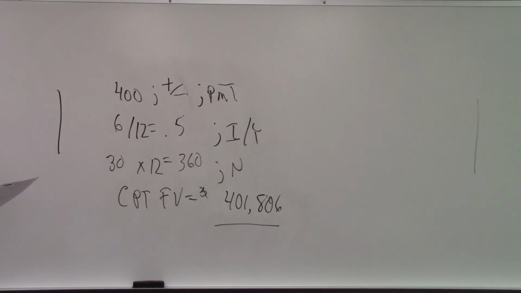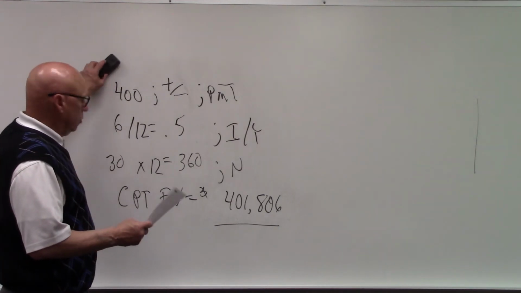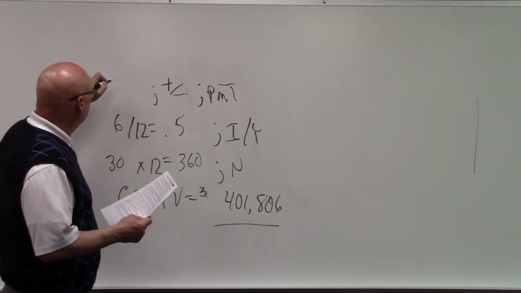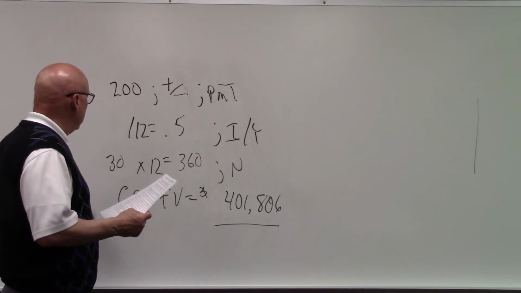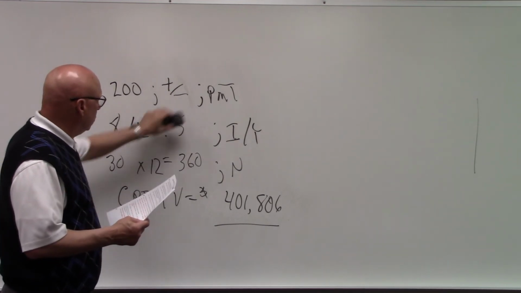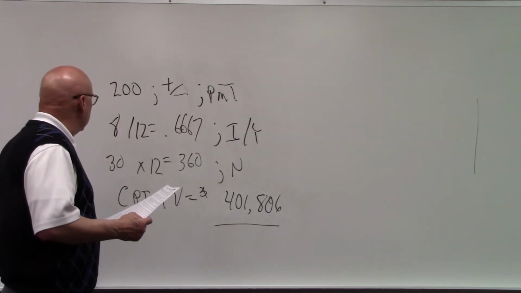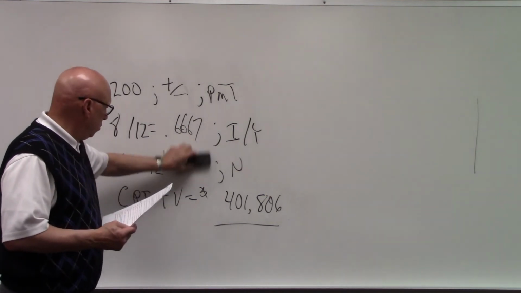All right. Question 6. Solve questions 1 and 2 as annuity due problems. All right. So let's solve 1 and 2 as annuity due problems. So this is 200. This is 8. This is 0.6667. This is 35. This is 420.